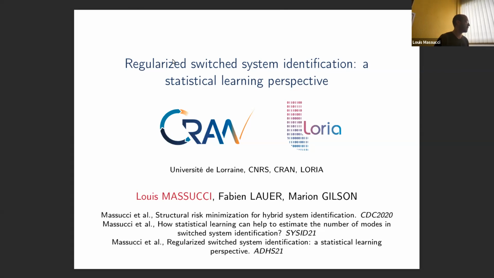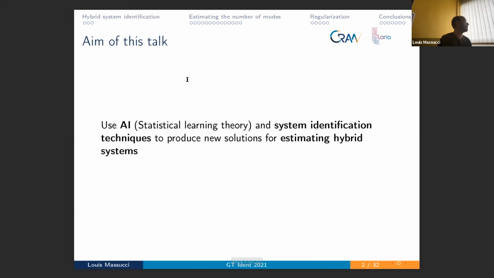So yes, my name is Massucci. I'm a PhD student from the University of Lorraine, and I've been working with Fabien Lauer and Marion Gilson on today's presentation, which is entitled Regularized Switch System Identification, a Statistical Learning Perspective. So the aim of this talk is to show that we can use AI and system identification techniques in order to produce new solutions for estimating hybrid systems.